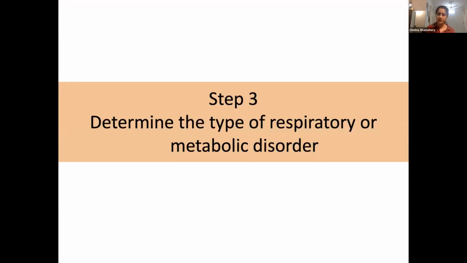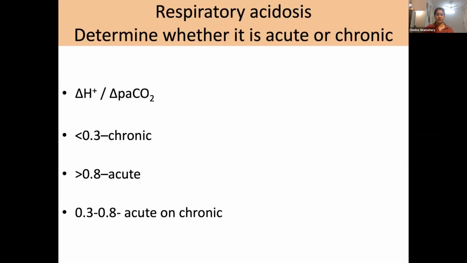So now we have determined what is the primary cause of a deranged pH, whether it is metabolic or respiratory. Now we have to determine what is the type of respiratory or metabolic disorder. In respiratory, is it acute, chronic or acute on chronic? In metabolic, is it high anion gap or a low anion gap? We'll come on to that.